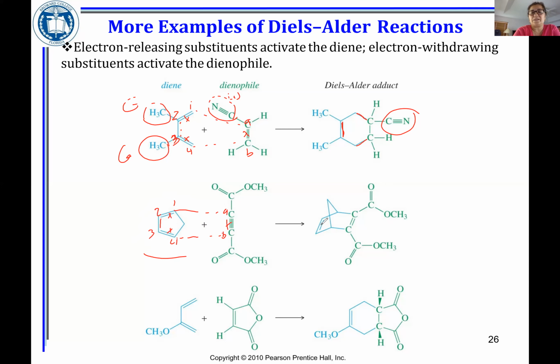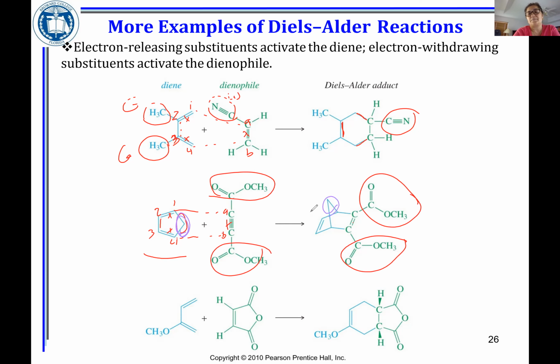So basically, you get the cyclohexene. But since the dienophile had a triple bond, one of the pi bonds did carry over. Anything attached to the dienophile stays. Anything that is attached to the diene is going to stay as well.